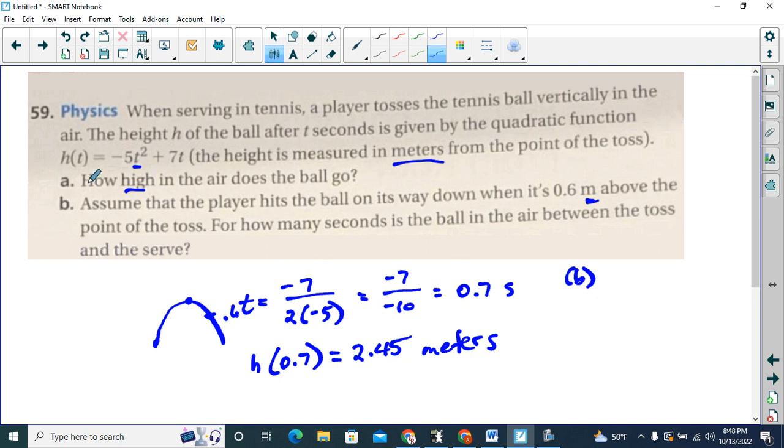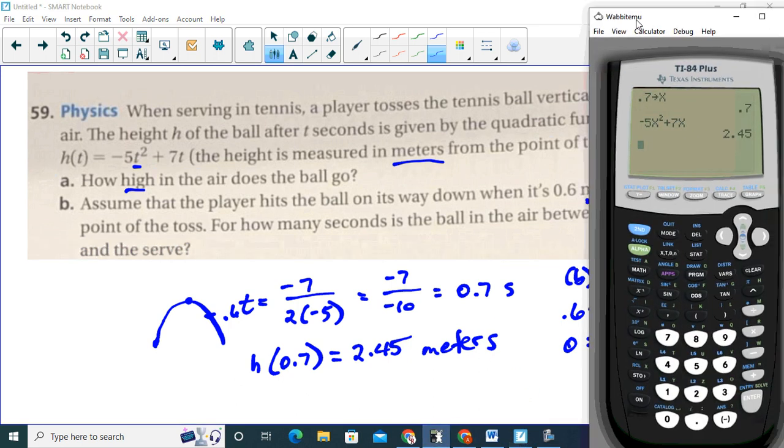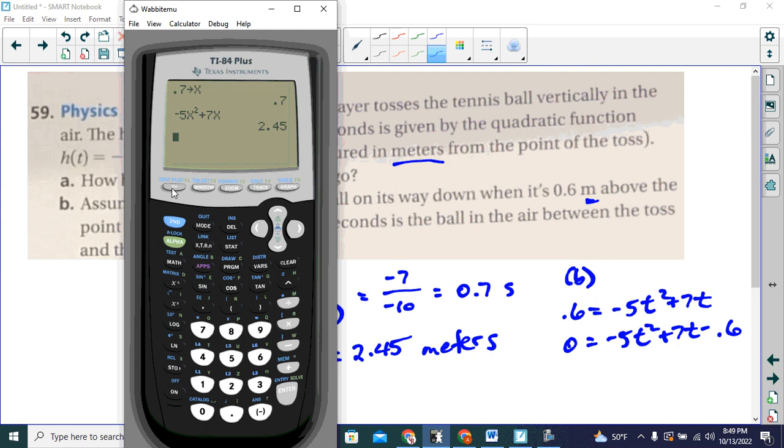So we want height to be 0.6. So 0.6 equals negative 5t squared plus 7t. We solve quadratics by getting them equal to 0. Our best option in solving this would be to solve it by graphing. So we graph y equals negative 5x squared plus 7x minus 0.6.